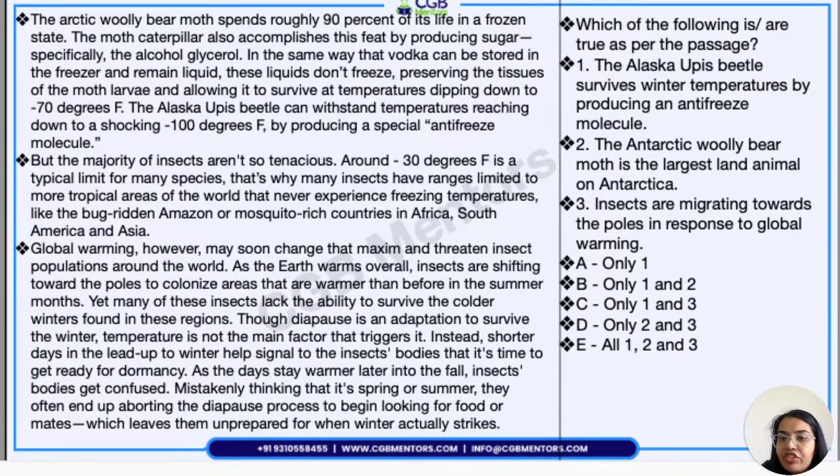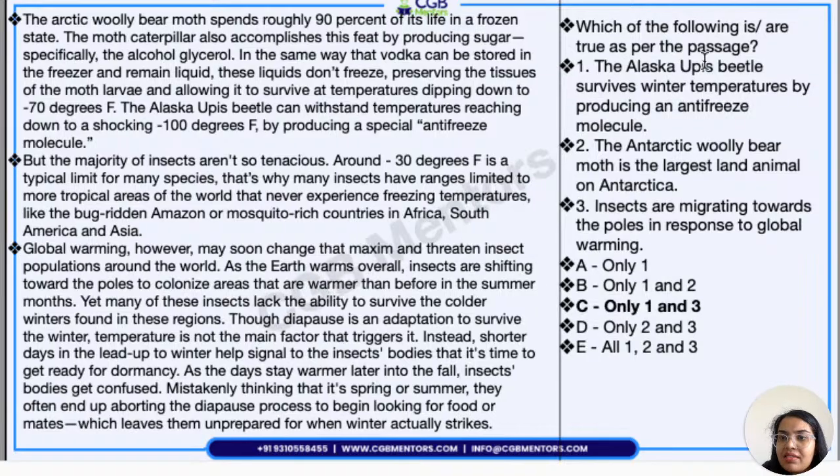Okay, then the next question was, what is true as per the passage. This is about Alaska, UPIS and the woolly bear. Because the names are very clear, all you have to do is go and search where their names are. Insects are migrating towards the pole. We just saw this, right? In the last para, it's already mentioned that they are moving towards the pole. So the third one is true. Now, the Alaska beetle survives. What about the beetle? It can withstand temperatures reaching down to a shocking -100. So yes, with an antifreeze molecule they can survive. So there you go, first and third.